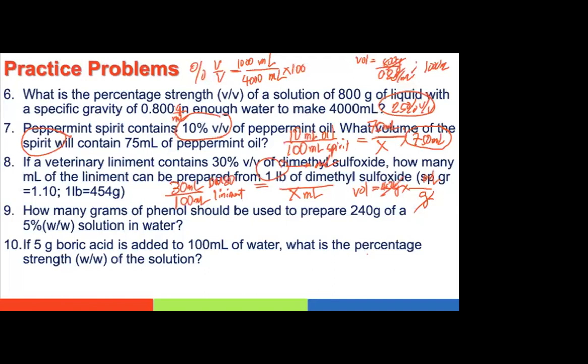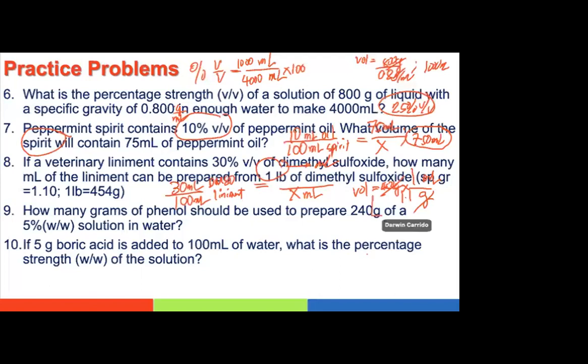Now, ano ang value ng gram? 1.1 in 1 ml, because the specific gravity is 1.10 grams per ml. Ngayon, nilagay ko lang sa denominator yung gram. So, therefore, 1.1 gram para makancel ko yung gram. Or, yun nga, i-divide nyo na lang sa specific gravity. 454 divided by 1.1. What's the answer?